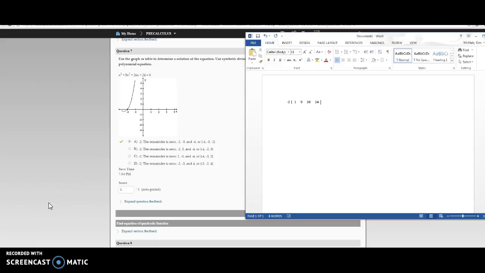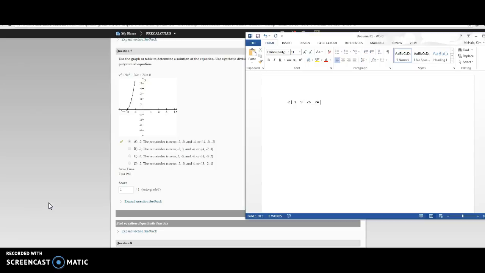Hi class, I had a student ask me about some questions on the quiz, and I wanted to start by talking about number 7. It says to use the graph or table to determine a solution of the equation, and then use synthetic division to solve the polynomial equation.